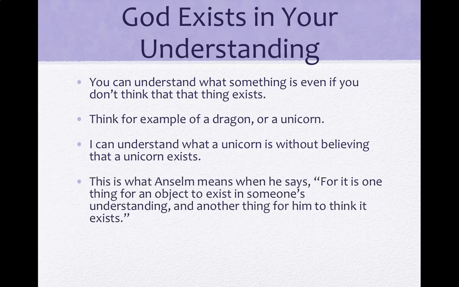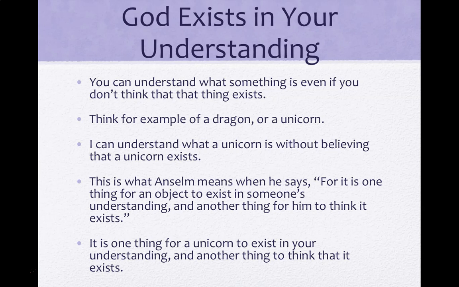I can understand what a unicorn is without believing that a unicorn exists. This is what Anselm means when he says, for it's one thing for an object to exist in someone's understanding, and another thing for him to think that it exists. It's one thing for a unicorn to exist in your understanding, right? Just like a unicorn exists in all of your understandings.